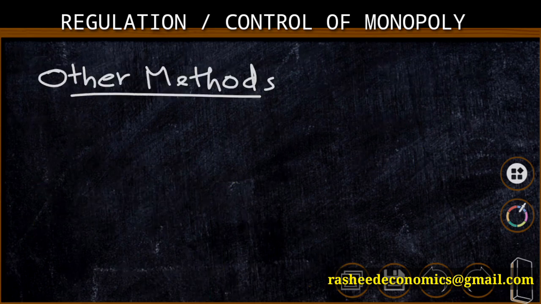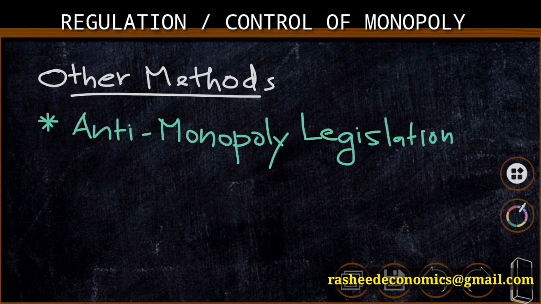There are various other methods also to control monopoly by the government. Most important among other methods is anti-monopoly legislation. Cartels and price leadership, that means joint monopoly, are restricted in some countries. There are restrictions on merging. All these are the methods to control monopoly power.